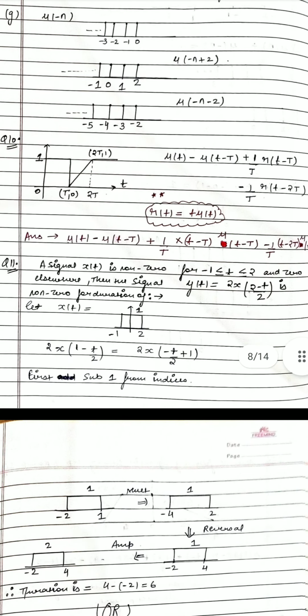U of minus n minus 2. Subtract 2 from all the indices. So this is what 0 will become minus 2, minus 1 will become minus 3, minus 2 will become minus 4 and minus 3 will become minus 5 after subtracting 2 from all the indices. Now the graph is from minus infinity to minus 2.